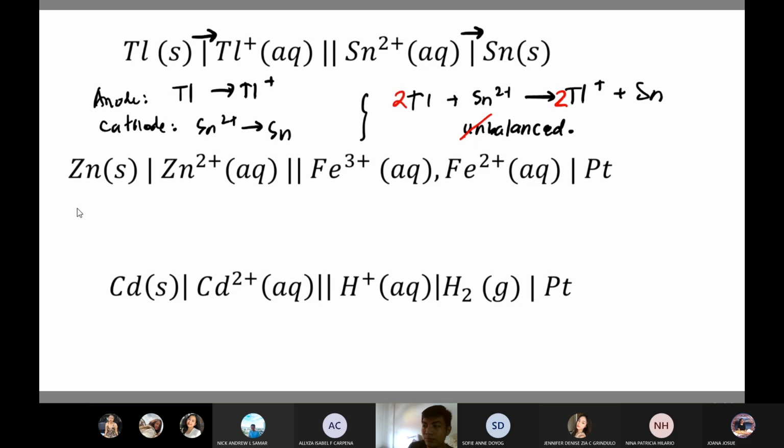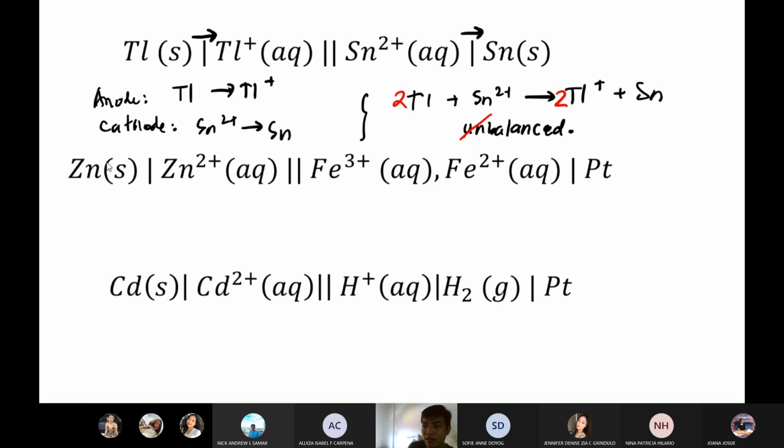Let's try ito naman. Sabi ko, lagyan ng arrow. Zinc to zinc 2 plus. Yan yung anode mo. And what's your cathode? Sir, walang line dito. Okay. So, pag walang line dyan, ibig sabihin nun, parehas silang ions. Ito, Fe3 plus, Fe2 plus. Okay lang yan. So, this from Fe3 plus magiging Fe2 plus yan.